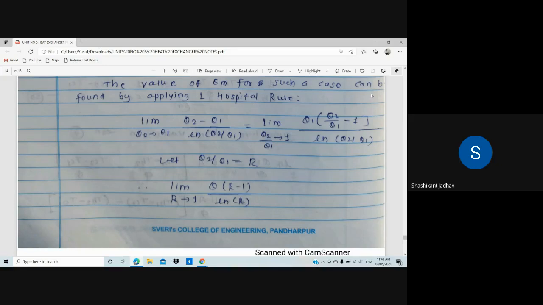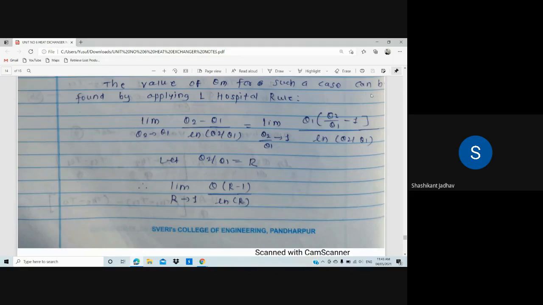Applying the L hospital rule. आपण L hospital rule apply करणार आहे. So therefore all of you write down these three equations. Limit theta 2 to theta 1, theta 2 minus theta 1 divided by ln of theta 2 upon theta 1. So limit theta 2 upon theta 1 tends to 1, numerator theta 1 into bracket theta 2 upon theta 1 minus 1 divided by ln of theta 2 upon theta 1. Okay, so let theta 2 upon theta 1 is nothing but r. So therefore limit r tends to 1, theta into bracket r minus 1 divided by ln of r.